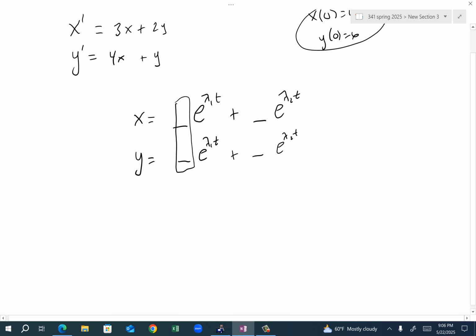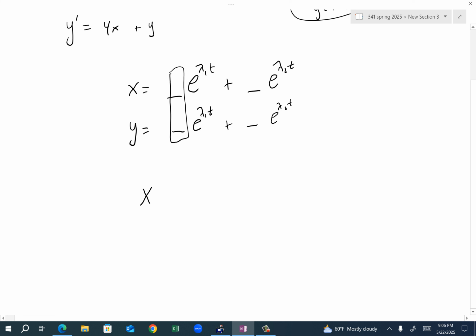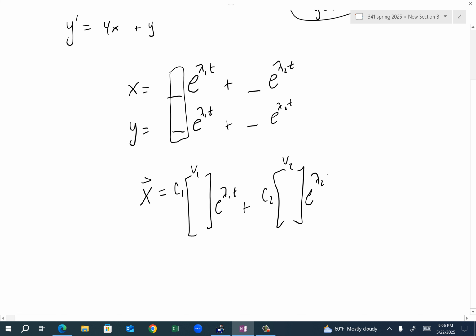You know it, pal. And so what we often do in these classes is we say, instead of x, y, we say x1, x2. So we say the x vector is equal to some constant c1 times v1 times e to the lambda 1 t plus c2 v2 e to the lambda 2 t. And that's how we typically write our answers, okay?